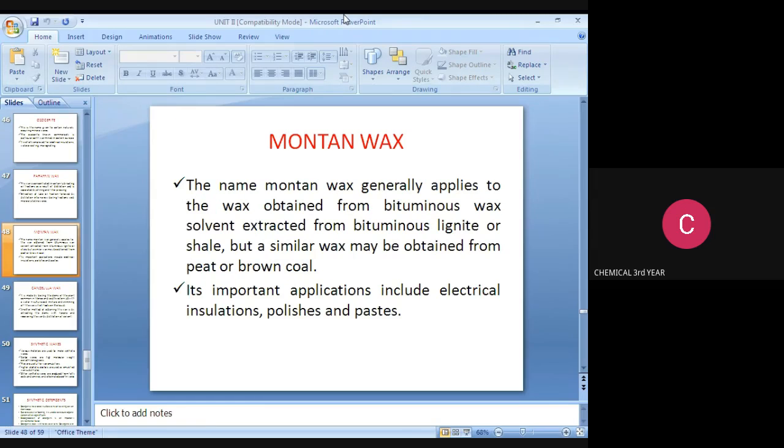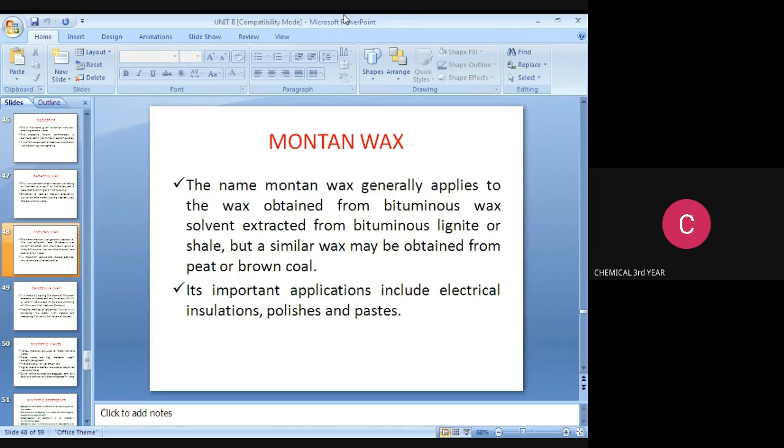Mountain wax. The name mountain wax generally applies to the wax obtained from bituminous wax, solvent extracted from bituminous lignite or shale, but a similar wax may be obtained from peat or brown coal. Its important applications include electrical insulation, polishes, and pastes. First one, electrical insulation. Second one, polishes and pastes.